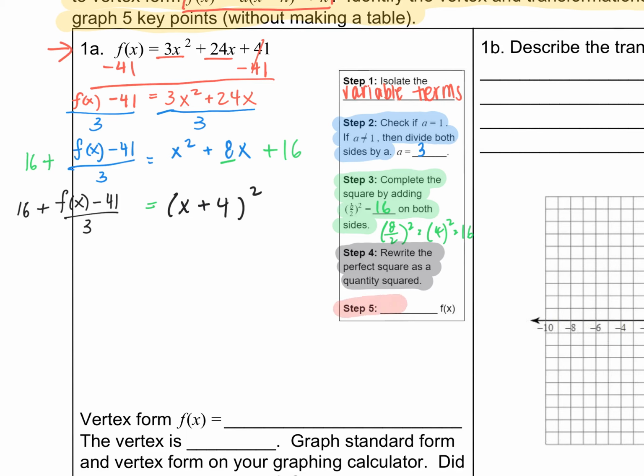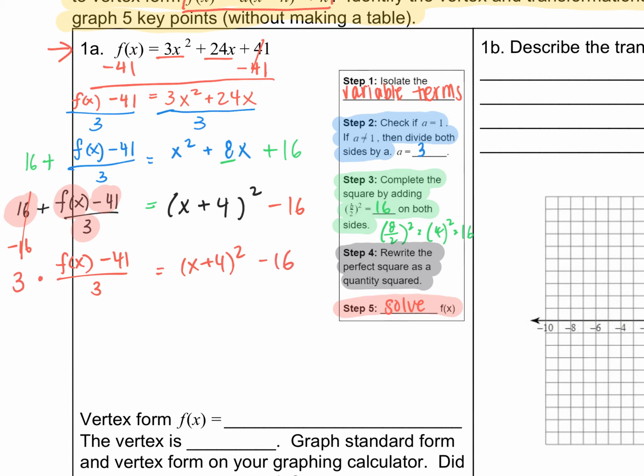Finally, for step 5, we're just going to solve for f of x. So we're going to look at f of x. We're going to think about everything that's happening to it and undo it. So looking at f of x here, it is subtracted 41, divided by 3, and added 16. Everything I just said, we're going to do it in the opposite order. I'm going to subtract 16 on both sides. So then I have f of x minus 41 all over 3 is equal to x plus 4 squared minus 16.